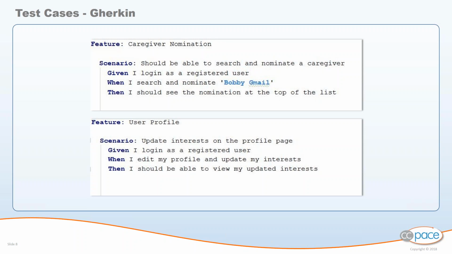The English-like language and structure of Gherkin also helps the non-technical people on the team in coming up with these test cases as well. So the standard structure of a Gherkin test is: given some initial context, when an event occurs, then you assert on a certain outcome.